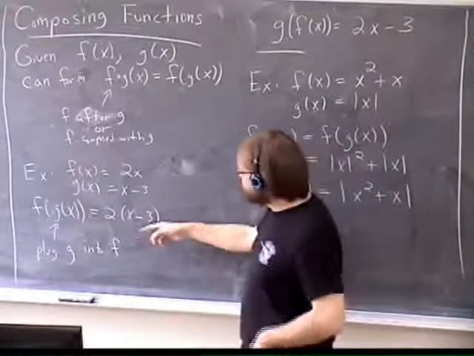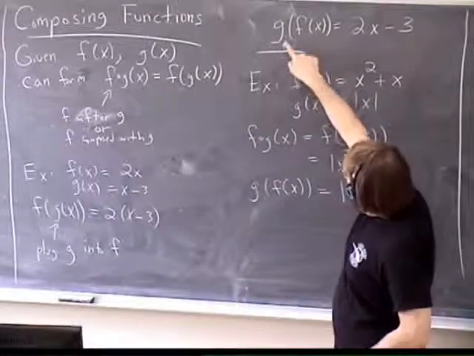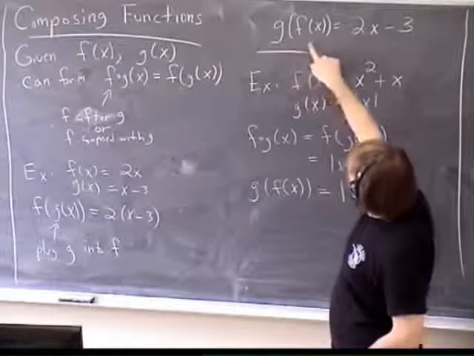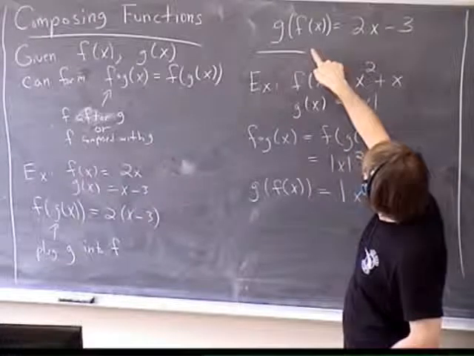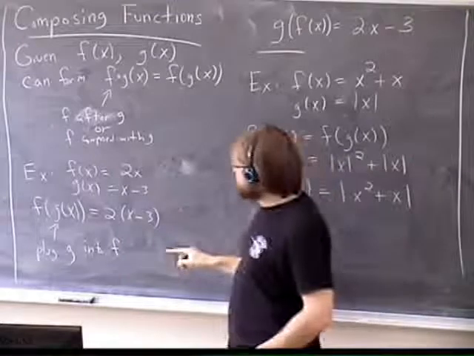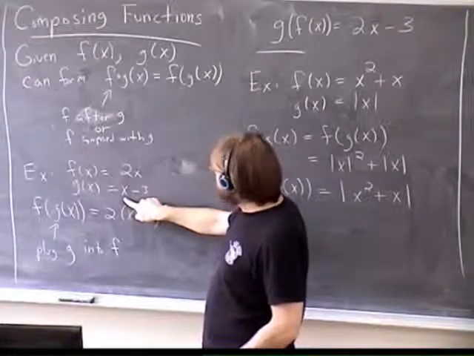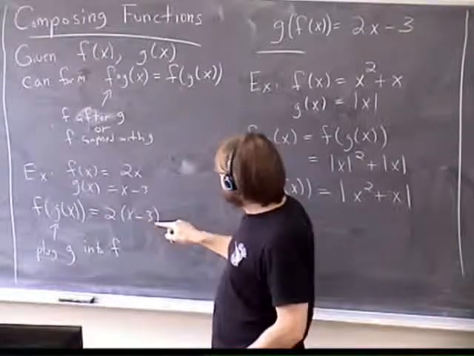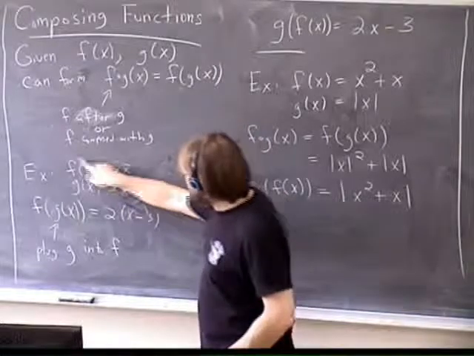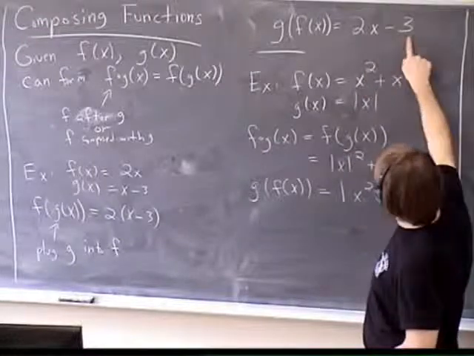Now, we could also compose them the other way. So you look up here, we have g after f, or g of f of x. And now we're going to take the expression for f and plug it into g. So now, anytime we see an x in the expression for g, we replace that with f of x. So here we only have one x here. And so we replace that with f of x, which is 2x, and what we get is 2x minus 3.